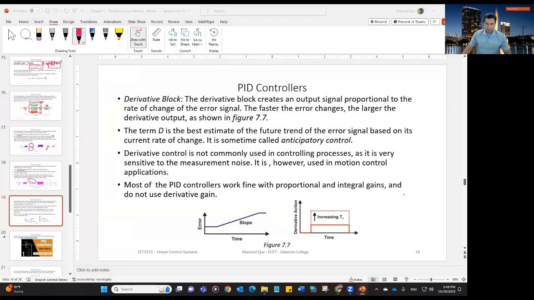And the third block is the derivative block that creates an output signal proportional to the rate of change of error signal. Of course, as we know what the derivative does, it generates the rate of change for any variable that you're taking the derivative of. The faster the error changes, the larger the derivative output, as you can see in this. So this is your error signal.